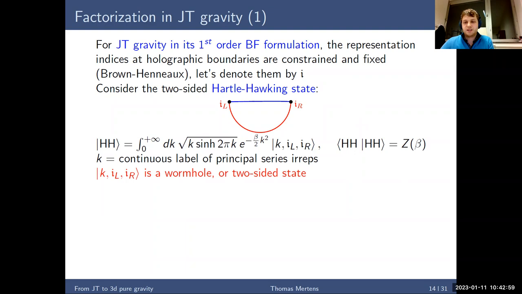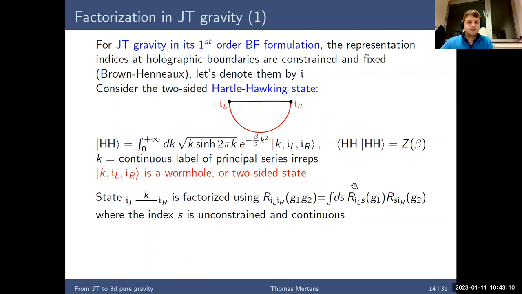And this state here, this two boundary state, you can also think of this as a wormhole state connecting two holographic boundaries from the left end to the right end. Now, these individual states that appear here, so this K-I-L-I-R that appears here, so we can draw it like this, this interval here, we'll just use the same factorization that we used on the previous slide, the group theory factorization.